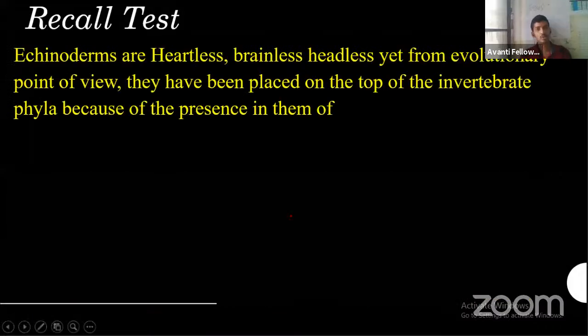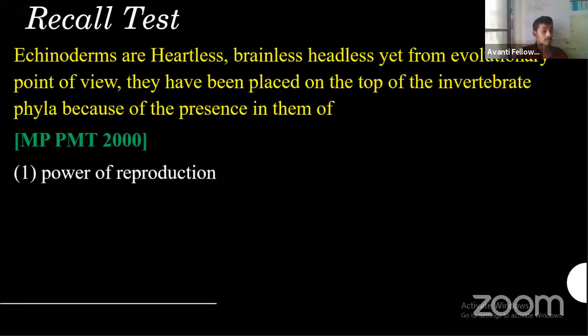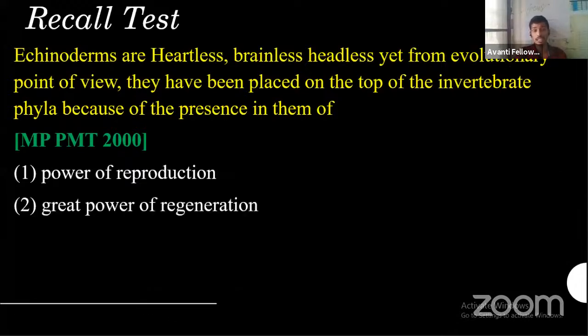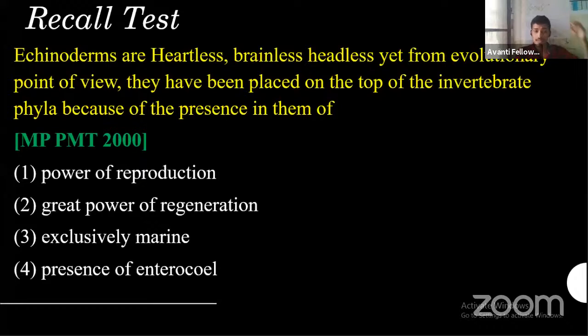So question came, echinoderms are heartless, brainless, and headless. Yet from evolutionary point of view, they have been placed on the top of the invertebrate phyla because of the presence in them of. Okay, they are asking the same question. Echinoderms do not have the heart, do not have the brain, or do not have the head. Okay, still we kept it in the higher order in the evolutionary point of view. Okay, what is the reason for that? Okay, you have the option. First one is the power of reproduction, great power of regeneration, exclusively marine, and the presence of enterocoel. You have four options. You can choose any one option. Think about why we kept it higher in the evolutionary order.